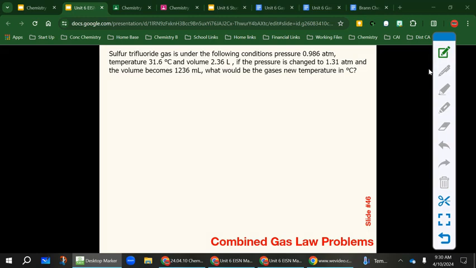Can we ever change all four? Like things like amount, pressure, temperature, and volume? Have they ever changed all four?